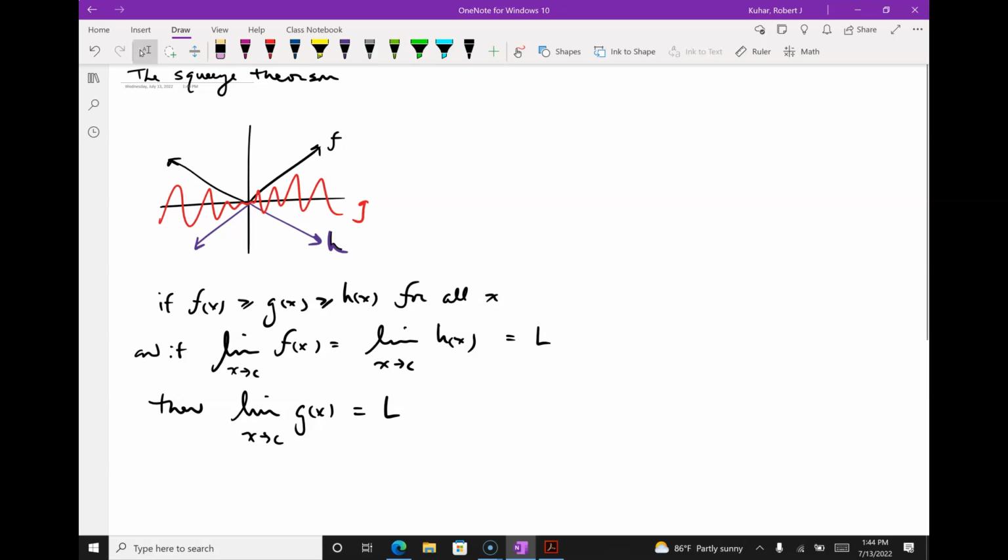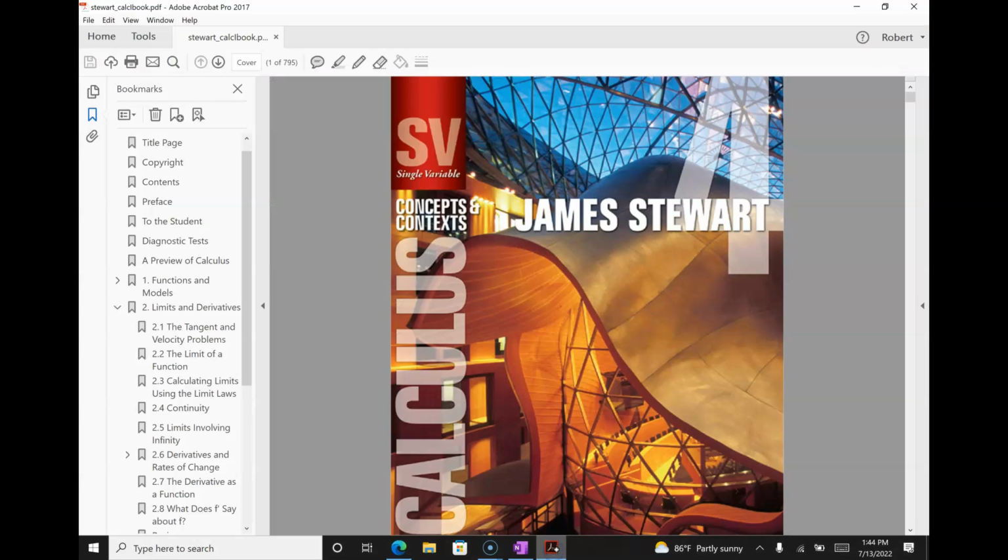The hard part about this is finding those squeezing functions. But that's the piece I'm not going to ask you to do, right? The hard part about the epsilon delta proofs is finding delta. I'm not going to ask you to do that. The hard part about the squeeze theorem is finding the squeezing functions. That's the tricky part.